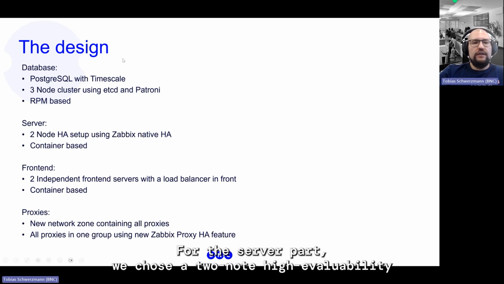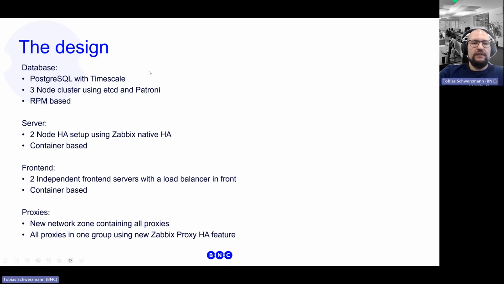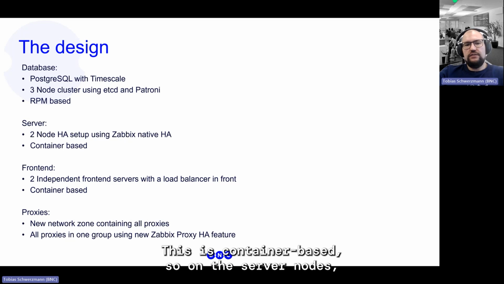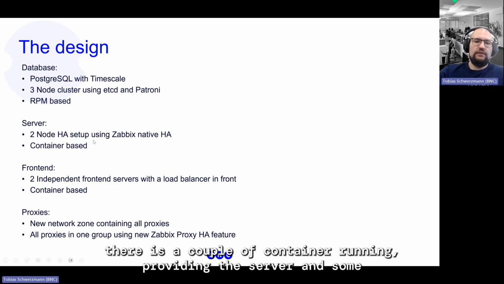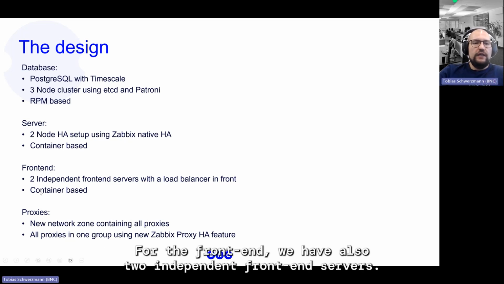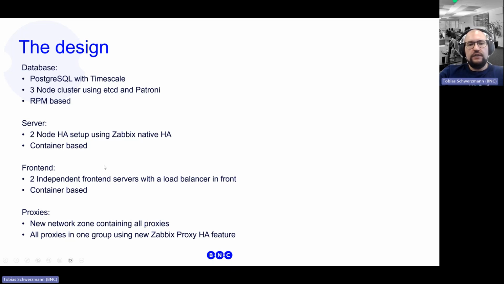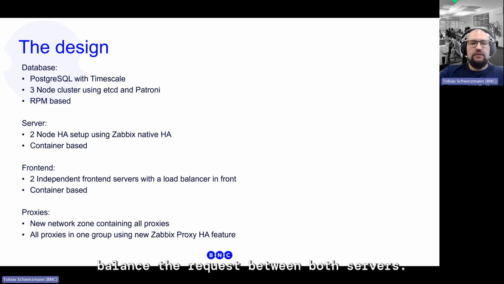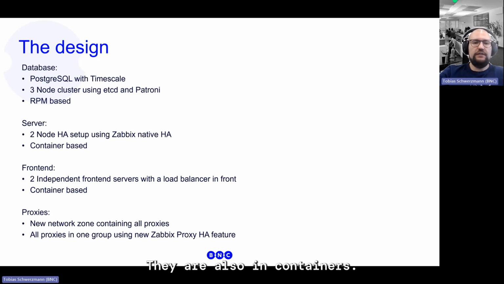For the server part, we chose a 2-node high availability setup using Zabbix native high availability, which is quite easy. This is container-based, so on the server nodes there are a couple of containers running, providing the server and some custom tooling that we did. For the front end, we have also 2 independent front-end servers. They are behind a load balancer that is just using non-sticky sessions to balance the requests between both servers. They are also in containers.